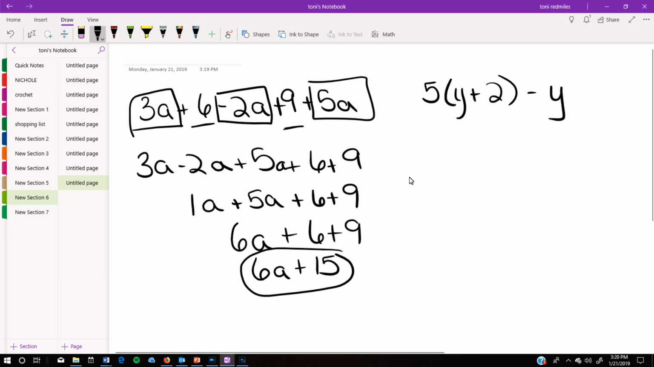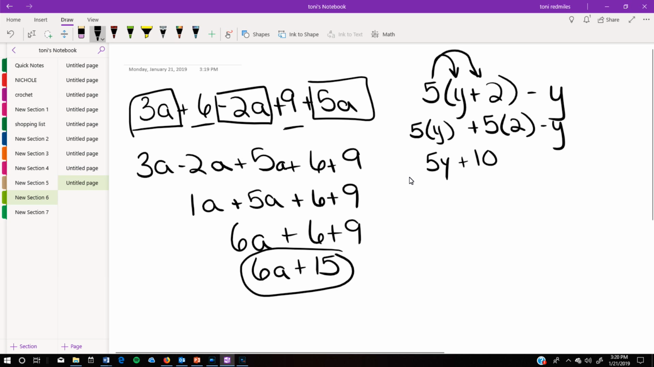All right, remember the distributing factor. I'm going to have to multiply this 5 through the parenthesis. So it's going to be 5 times y plus 5 times 2. And then I have this minus y out here. Order of operations says I take care of my multiplication first. So 5 times y is just 5y. And 5 times 2 is 10.